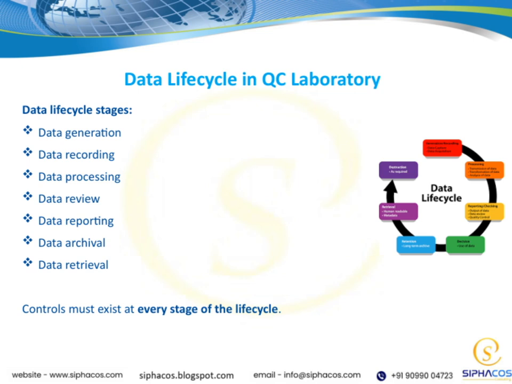This cycle is fundamental to ensuring data integrity and compliance throughout the entire process. It starts with data generation, where the actual data is created, whether through measurements, observations, or experiments. Once generated, the data must be accurately recorded, making sure that every detail is captured correctly and securely. Next comes data processing, where we analyze and transform the raw data into meaningful information. After processing, we move to data review, a critical step where we verify and validate the data to confirm its accuracy and reliability.